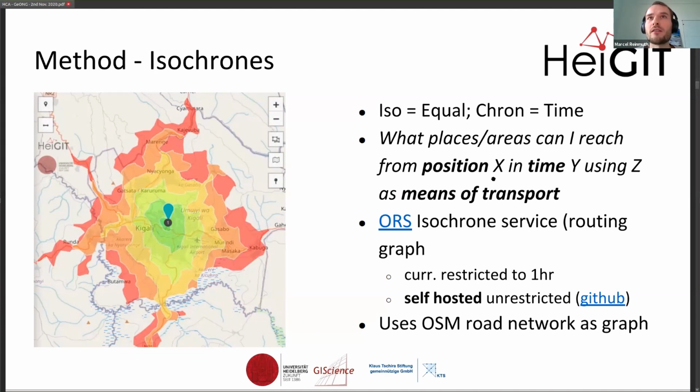Yeah, important for the ORS isochrone, you can use that, it's online. Currently, it's restricted to 1 hour, so probably not fit for every use case. It's fully open, you can host it yourself, then you're unrestricted, and you can also change the weights, for instance, of the model. And as I told you, it's totally open and based on the OpenStreetMap road network.